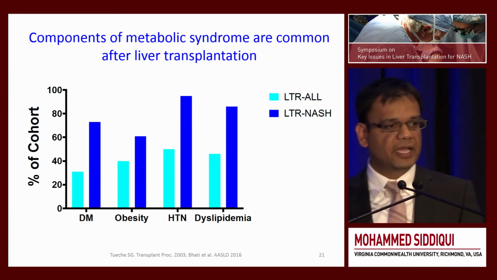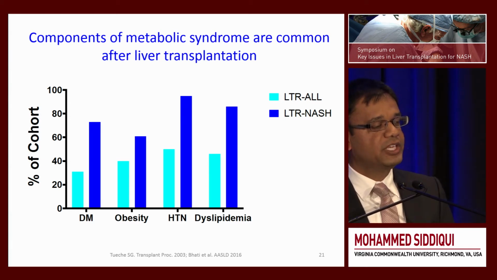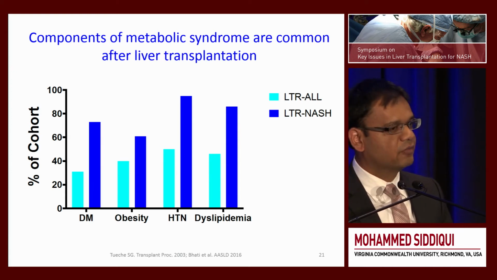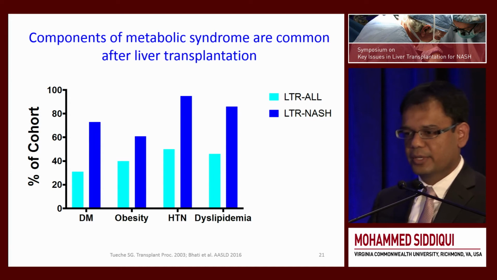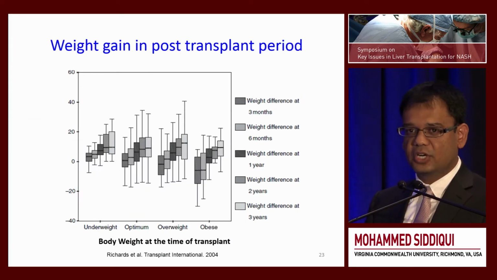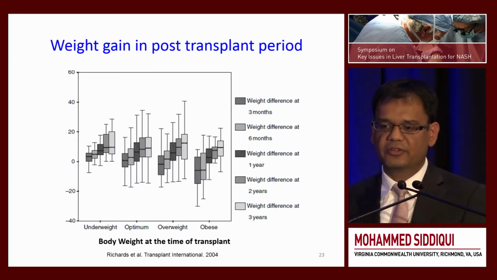So this goes back to the slide that I initially showed you. We get rid of the liver, we get rid of the defective organ, but we don't get rid of the defective medical problems that they came in with. Okay. Now, let's start by talking about weight after liver transplantation.